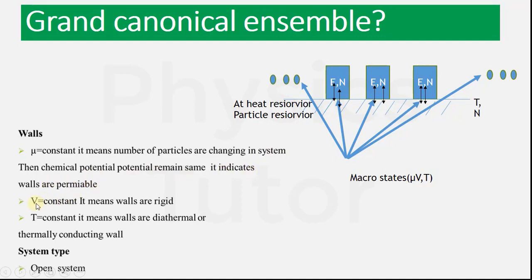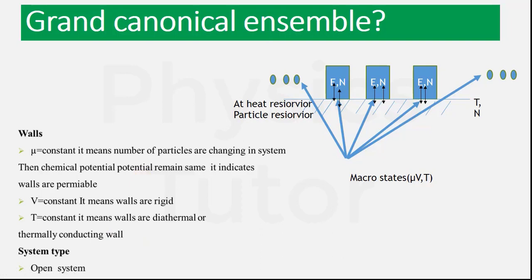V means volume is constant, which means the walls are rigid. And second, temperature is constant, which means the walls are diathermal or thermally conducting walls. This means that they can transfer energy to the environment. And the system is an open system. So this is the basic difference.